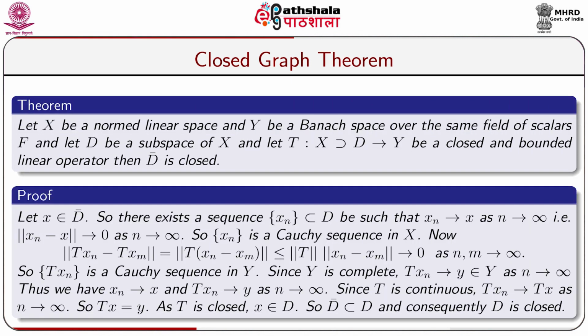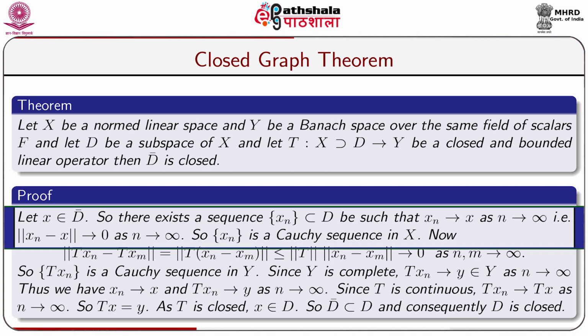Let capital X be a normed linear space and capital Y be a Banach space over the same field of scalars capital F, and let capital D be a subspace of capital X, and let T be a mapping from D to Y, where D is a subset of X, be a closed and bounded linear operator, then D is closed. Now we are going to prove this theorem.